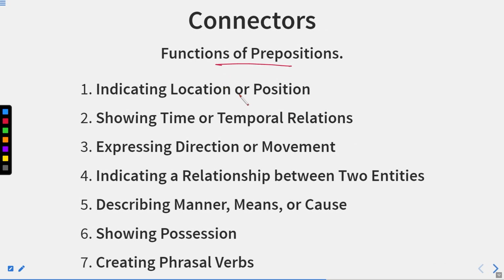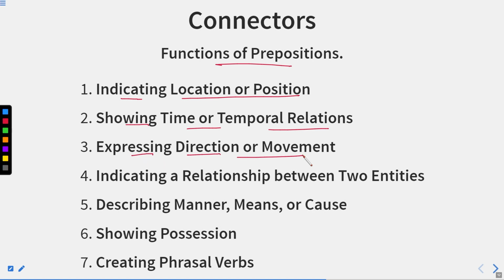Now, what are the functions of prepositions? These prepositions can serve various functions. They can indicate location or position, showing time or temporal relations. Time means the time frame, for example, the clock time, the morning and evening time, the day times, and the parts of day and night. So they always show temporal relations like that.